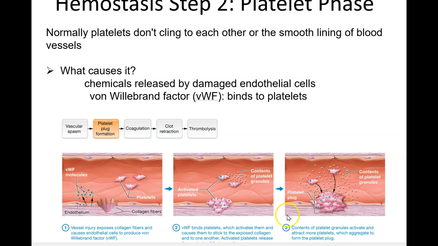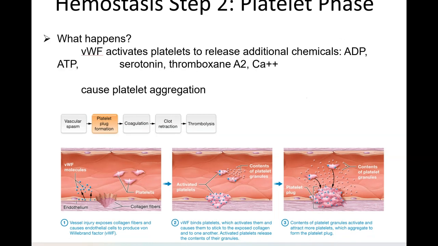So what happens is it binds to platelets and activates them. When we say platelets are activated, what that means is now platelets are going to start to release more chemicals. And when they release chemicals, that's going to basically cause what's called platelet aggregation, which means clumping. So they go into a positive feedback loop.